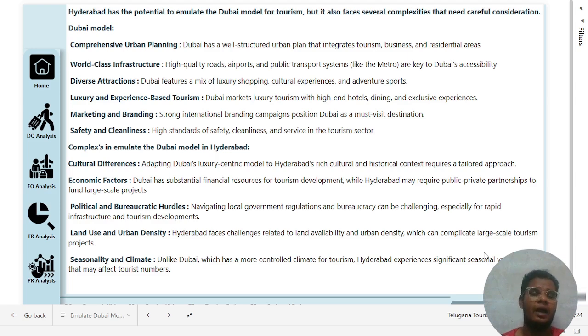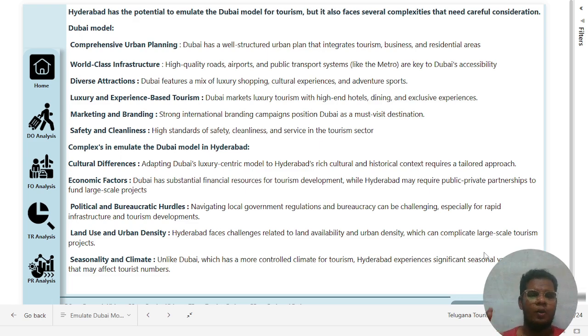Complexities in emulating the Dubai model in Hyderabad. Cultural difference and adaptability: adapting Dubai's luxury-centric model to Hyderabad's rich cultural and historical context requires a tailored approach. Because we can't blindly put in the Dubai model. We have to tailor it. We should take only the things we can get from Dubai. There are a lot of complexities, political wise and economic wise, and a lot of problems there.